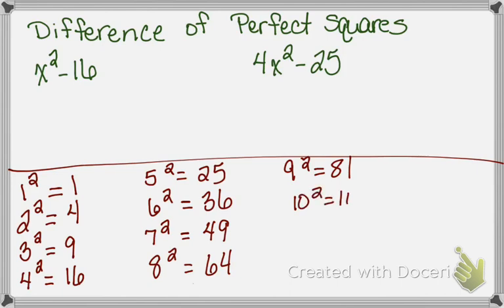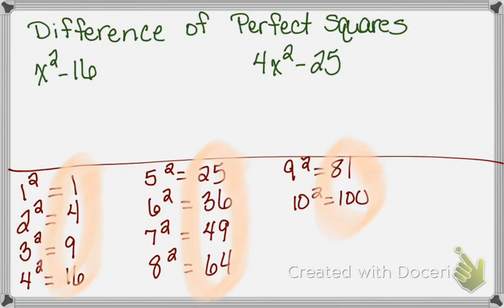Good. Okay, now what I want you to look at, these are the perfect squares. There is a number times itself that equals the perfect square. So you can take the square root of a perfect square and get a rational number. That's what a perfect square is. And all of these that I have circled right here, those are the perfect squares.